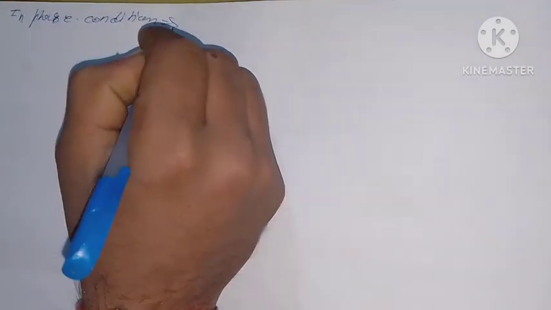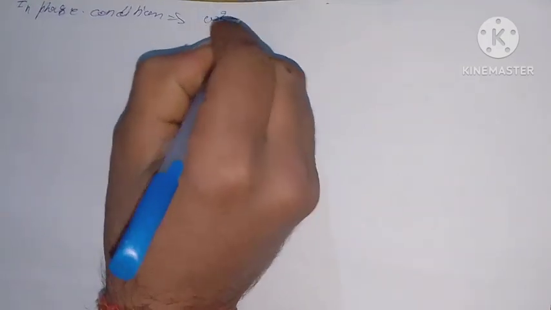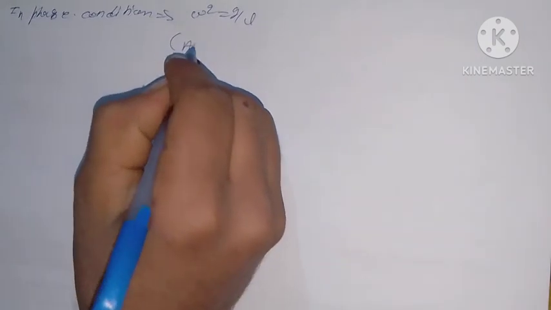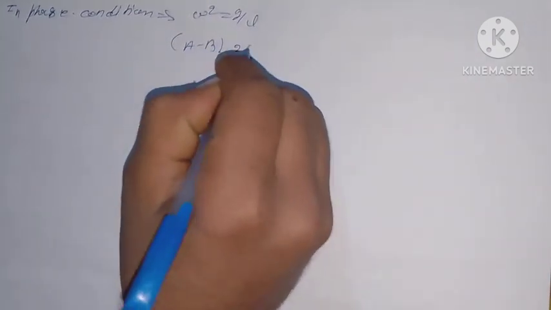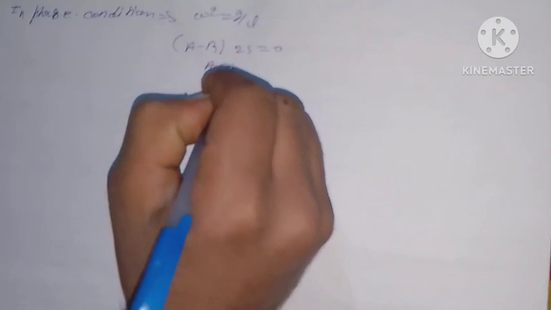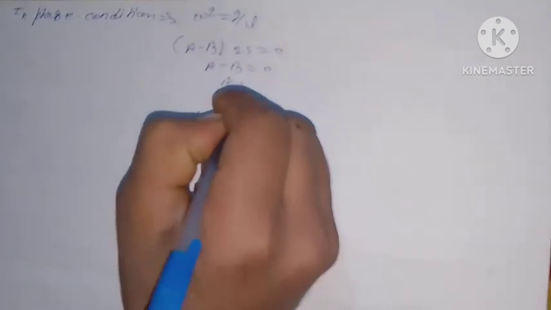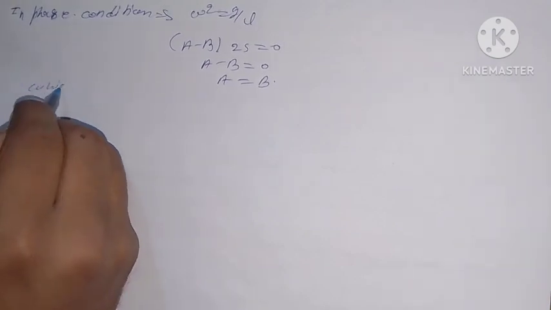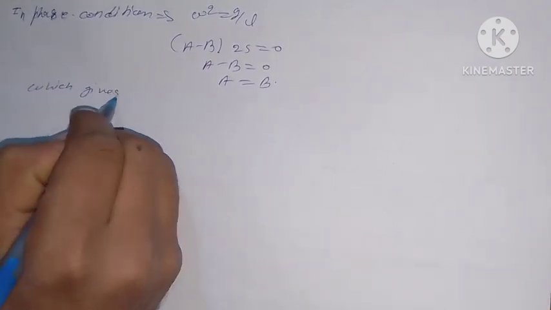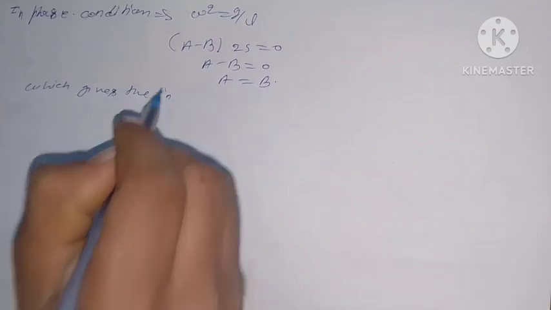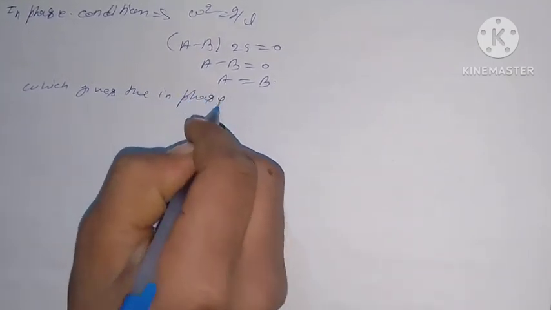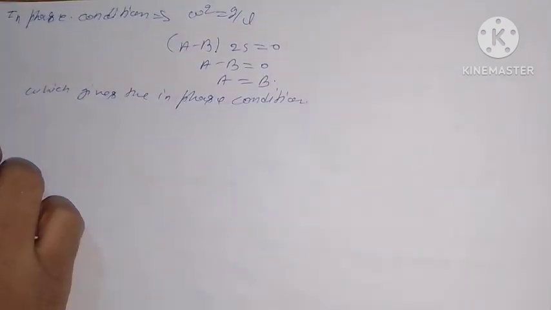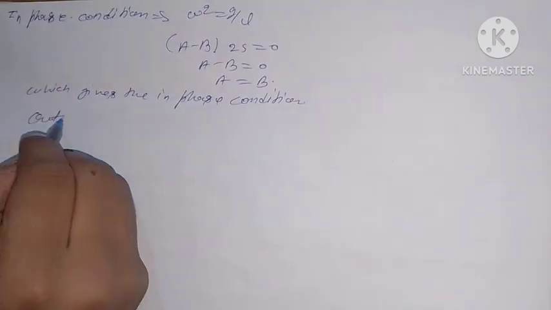Phase condition. Substituting ω² = g/L, we have (a − b)·2s = 0, so a − b = 0, then a = b, which gives the in-phase condition, and second, the out-of-phase condition.